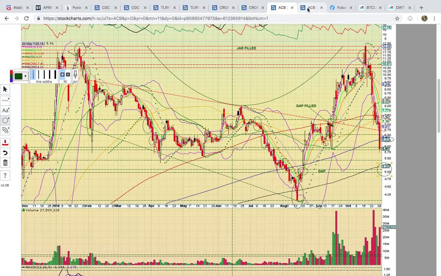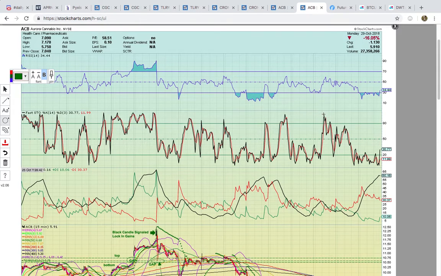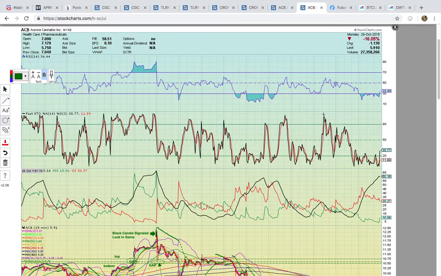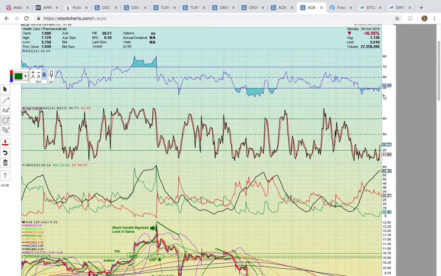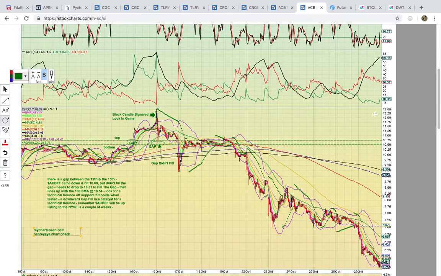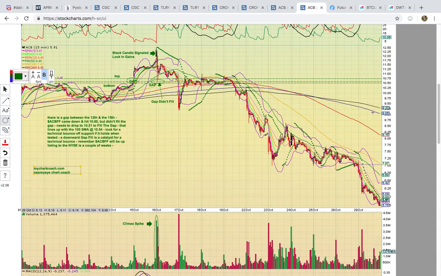Oh wait, no, let's look here at the 15-minute chart. The Aurora Cannabis 15-minute chart. You can see it's above 30 on the RSI, so it's trying to heat up and find support. Once again, this is the same day. This is the 16th, when this chart was made, and you can see it had the black candle that signaled to lock in gains. It just had the same setup as the other charts.